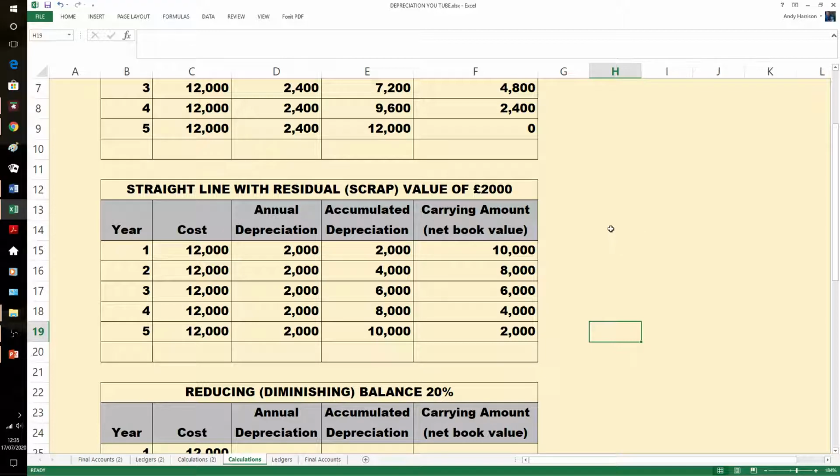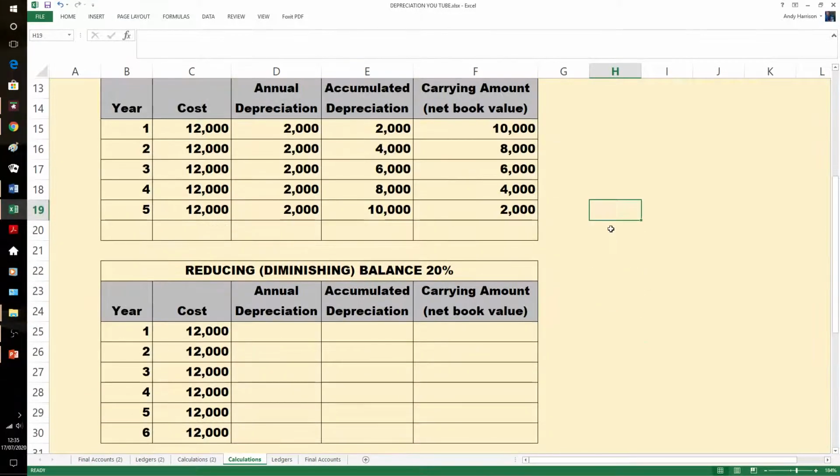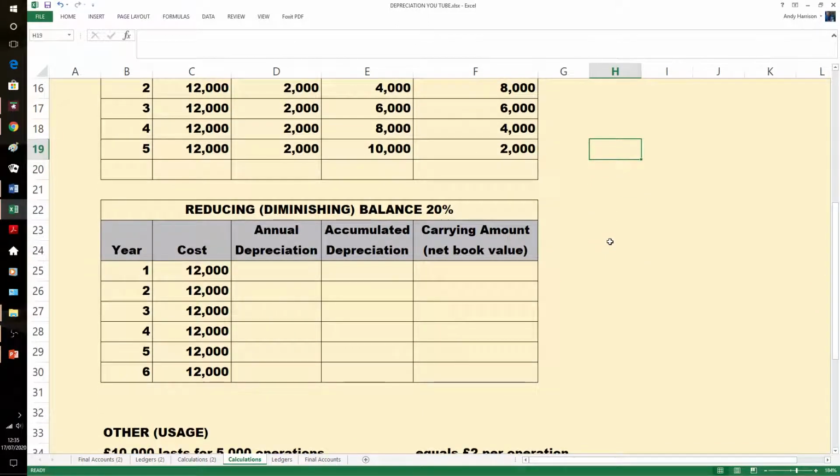Nice simple methods. When you've got lots of assets, you might as well use the simple methods. However, if you've ever bought something like a motor vehicle, you'll be fully aware that as you drive off the forecourt, it loses more money than it does in the next year. So if we want a truer value of our asset in our books, we use the reducing or diminishing balance. We have to pick an appropriate percentage. I've just stuck 20% in this one.